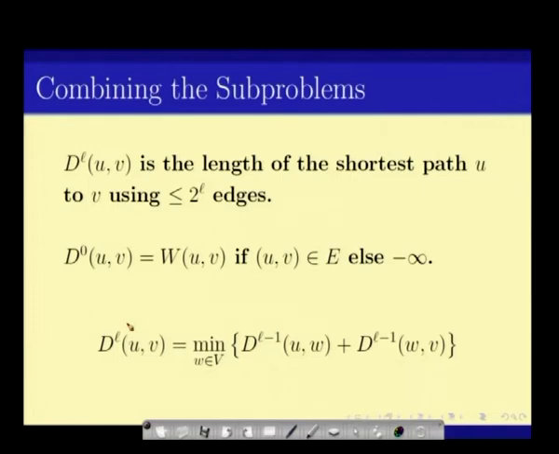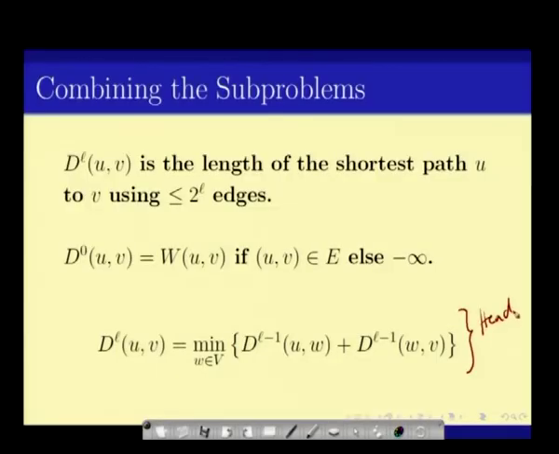This is what we use: d_l(u,v), the shortest path of length 2 to the power l, we can get by picking a vertex w in V. It does not matter which w you choose. You find the shortest path from u to w using 2 to the power l minus 1 steps, and then the shortest path from w to v again using 2 to the power l minus 1 steps. Combining these two we get the shortest path of length 2 to the power l from u to v. As we said, this is known as the heart of the dynamic programming.